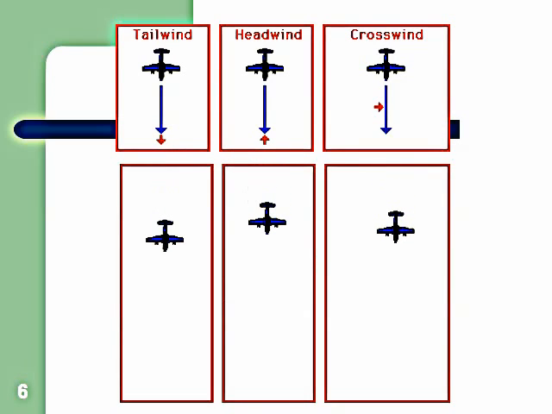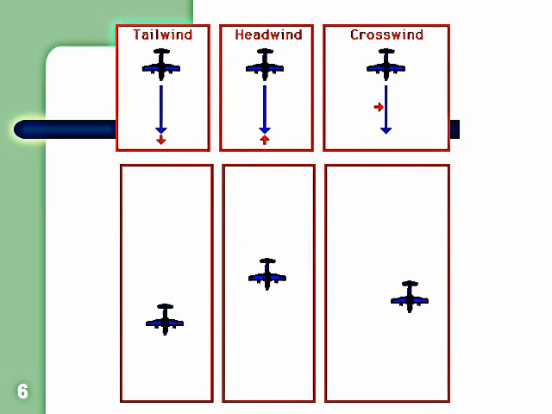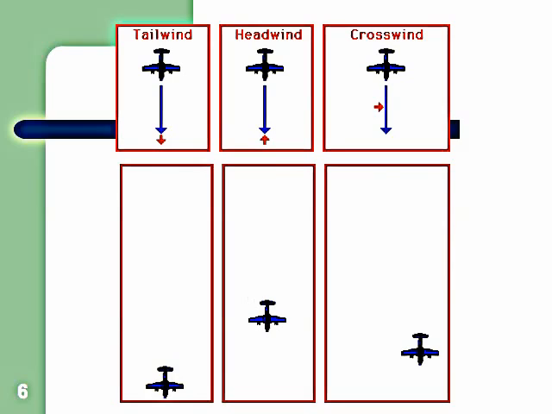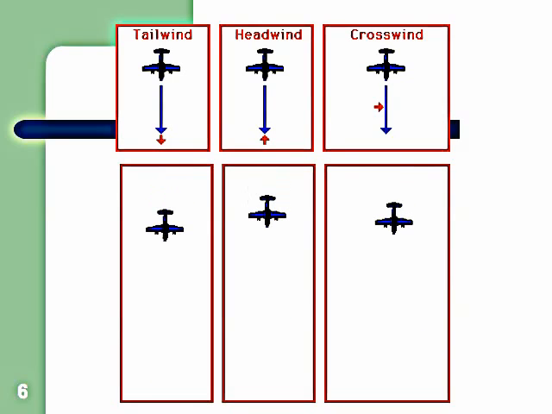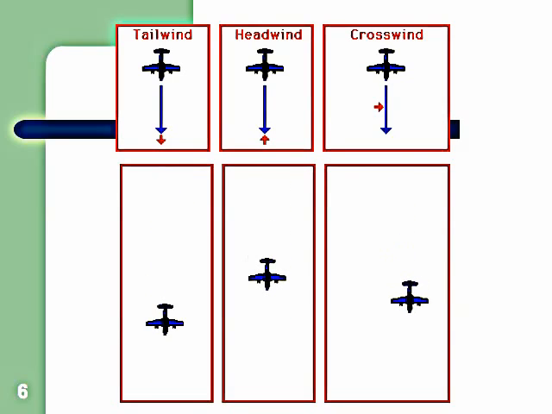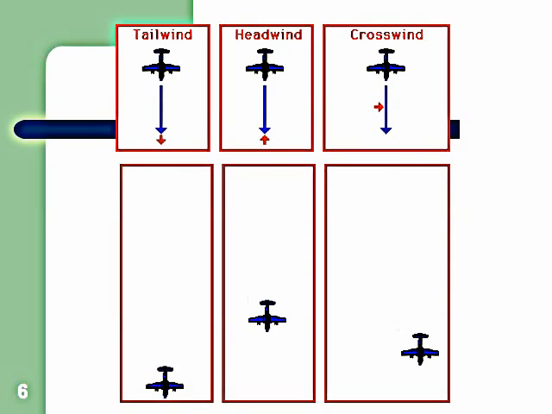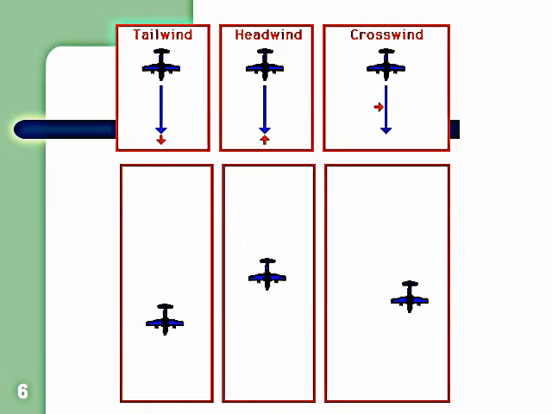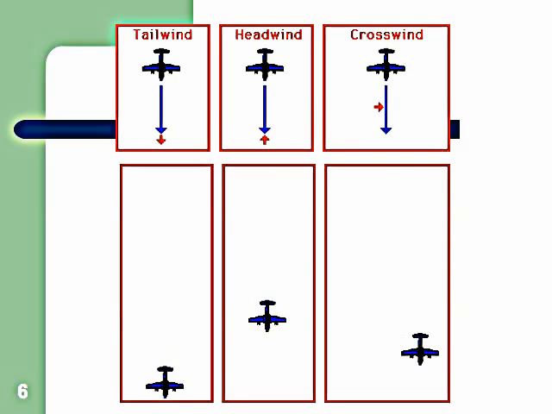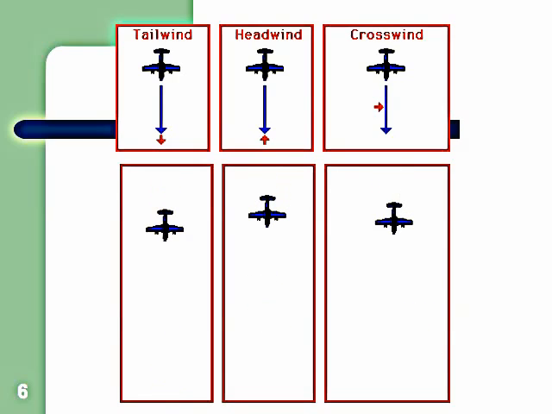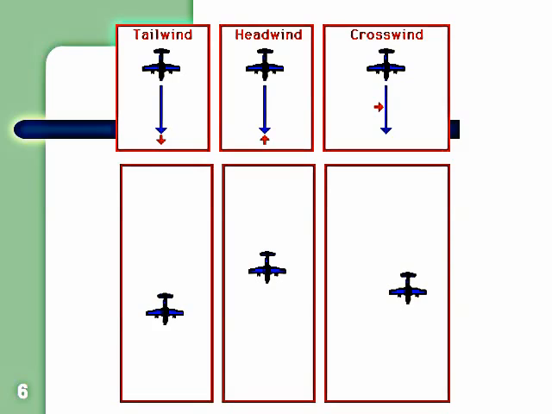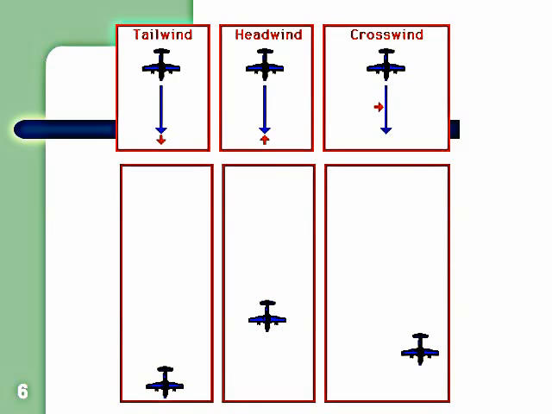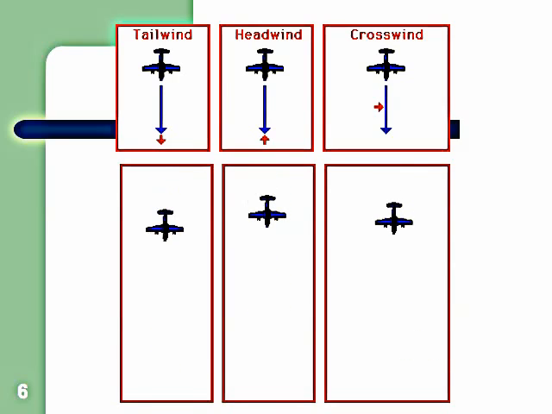Okay, so here's a little animation of 3 different planes. In the first example on your left, you have a plane which has a tailwind. In the second example in the middle, you have a plane with a headwind. And in the final example, you have a plane which has a crosswind. And you can see that the direction of the plane is different for each condition. Why is this? I'm going to go through them individually.